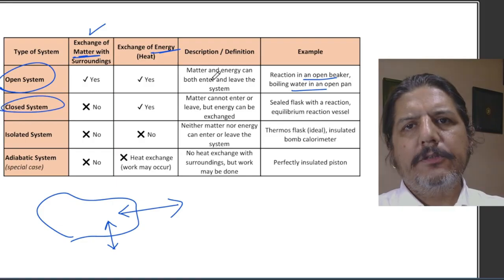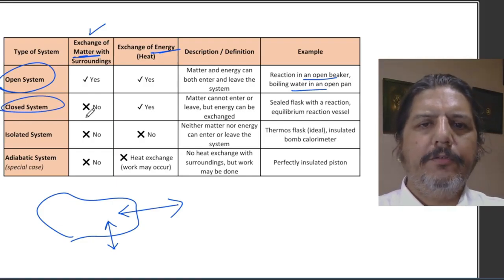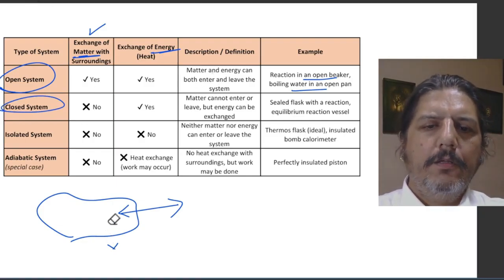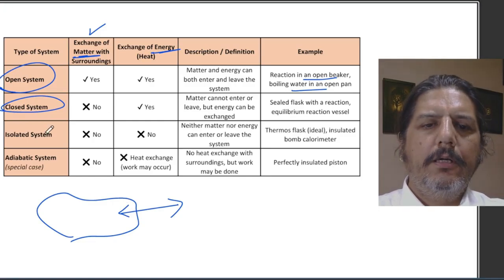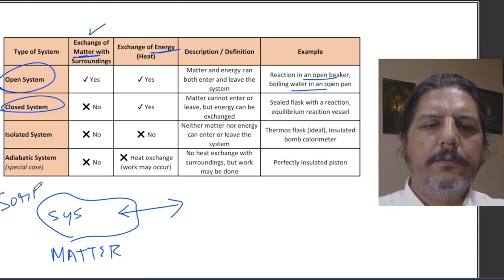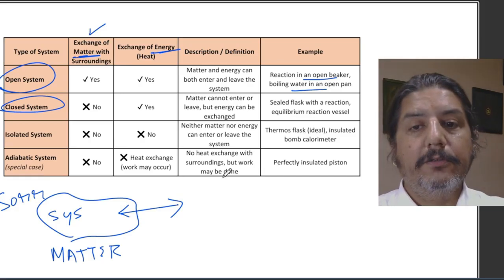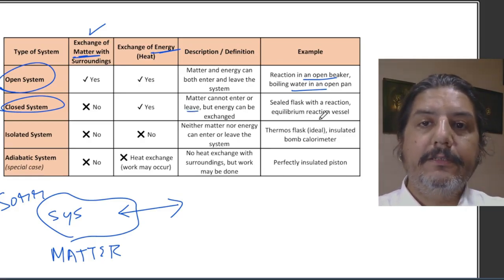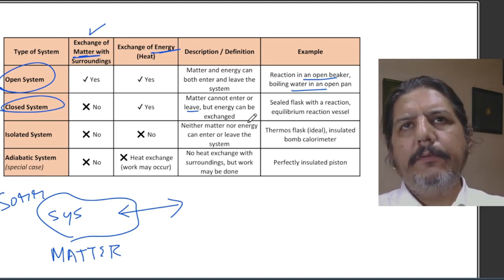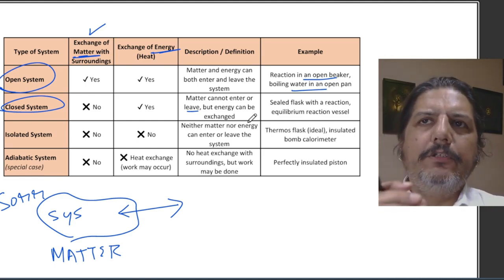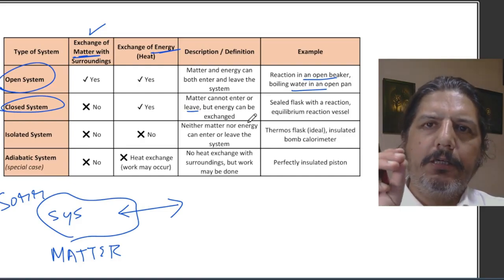The second type of systems are closed systems. In closed systems, you can't exchange matter. Matter can't be exchanged between the system and the surroundings. But energy can be exchanged between the system and the surroundings. So matter cannot enter or leave, but energy can be exchanged. So basically, a sealed flask with a reaction. Typically when we say equilibrium or when we say reversible reactions, they always take part in a closed system.